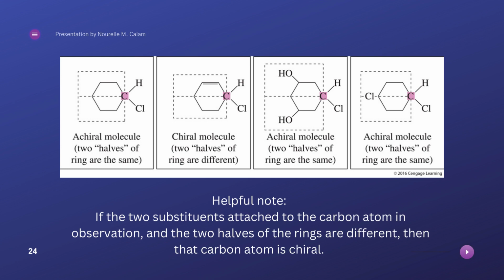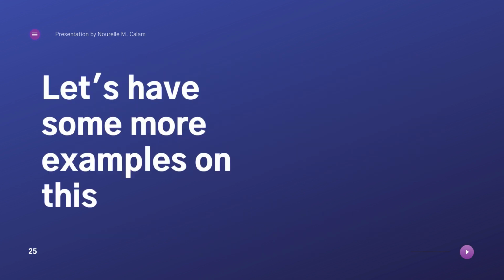Third example, this is a chiral molecule because again, the two halves of the ring are the same. The same is true with that of the fourth example, achiral gihapon ni siya because again, two halves of the rings are the same.